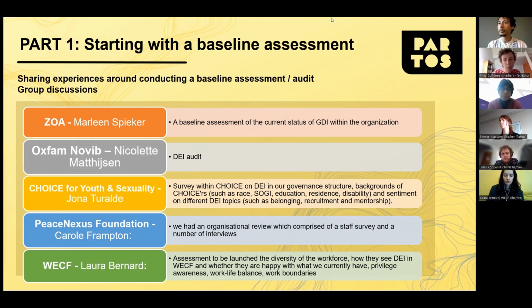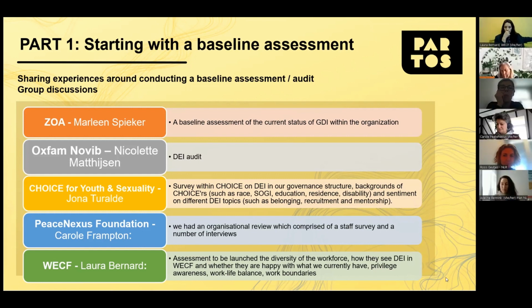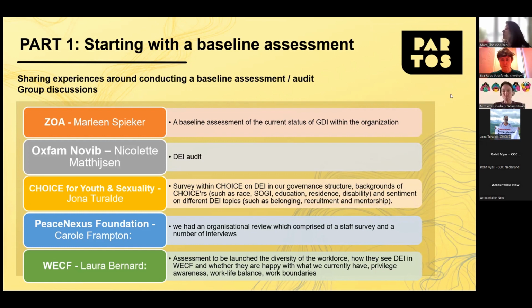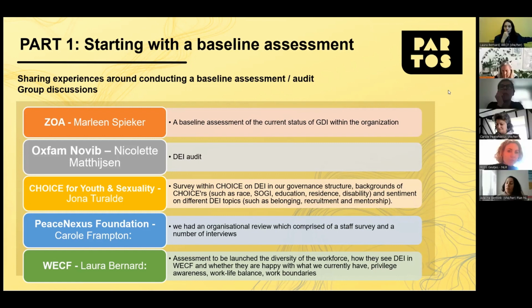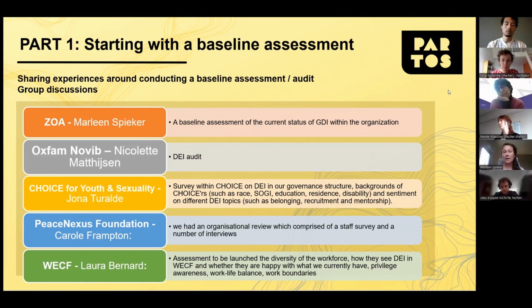Marleen, can I invite you really briefly to say what you will speak about? Yeah, sure, no problem. So basically within ZOA, we did an assessment task by our management team in the Netherlands to get a better understanding of what the current status is of GDI within ZOA, because we basically had a gender policy and our management team wanted to explore opportunities to broaden the scope to also include diversity and inclusion. And as a humanitarian organization, we work across about 15 different countries. So contexts are different, so the status of those aspects is different as well.